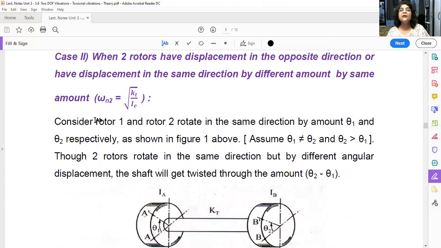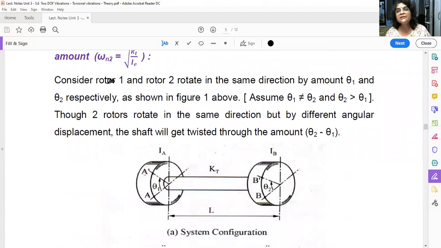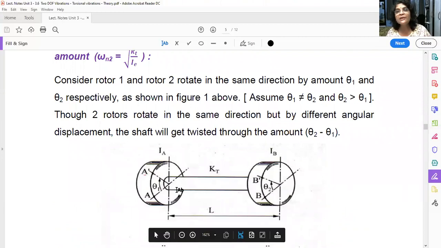Okay, now let us see how this has come. For that purpose, consider this is rotor 1, though I have given the names A and B. So this is rotor 1, this is rotor 2. Both are rotating in the same direction, that is clockwise direction, by amounts theta 1 and theta 2.